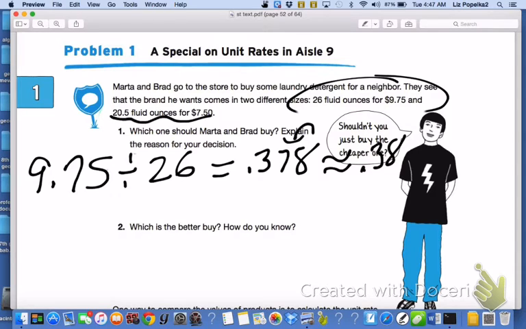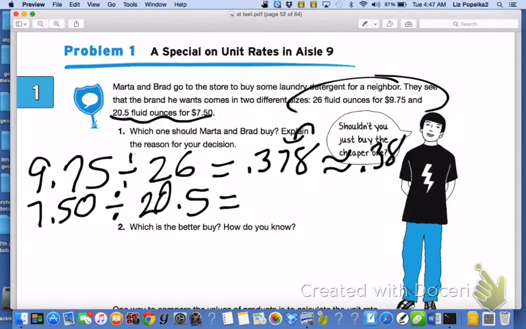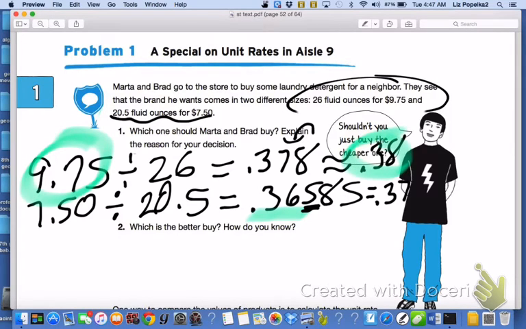Then if I figure out the price for this one, I do $7.50 divided by 20 and a half. Again, I'm just using my calculator right now. And I get kind of a messier decimal. I'll write the first few: 0.36585. I'm just going to round it to the second decimal places. That 5 is 5 or bigger next to the 6, which means I'm going to round this up to about 0.37. So this option is 38 cents an ounce if I'm rounding, and this option is 37 cents an ounce.